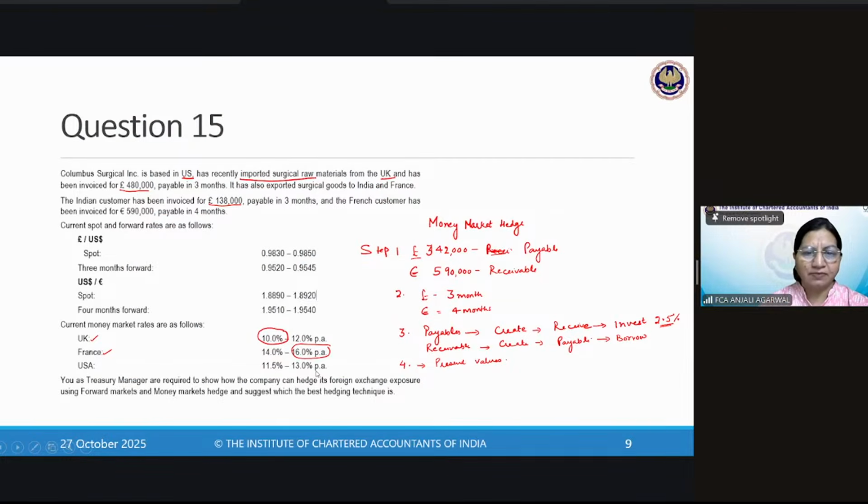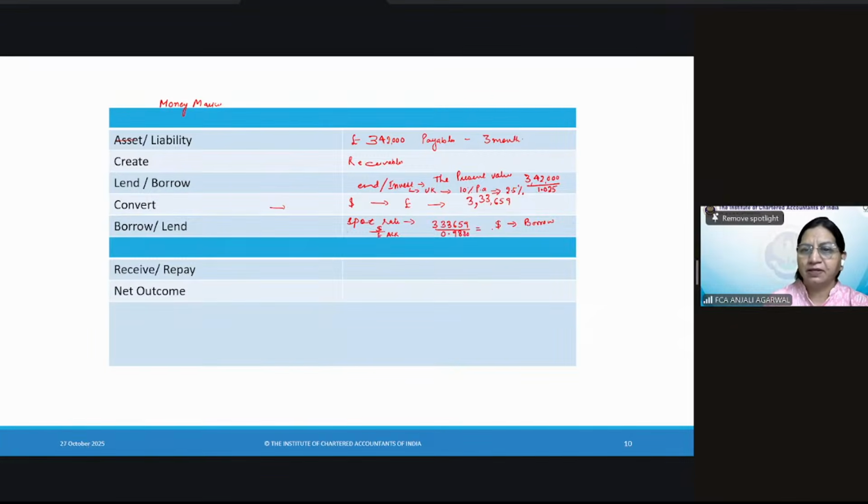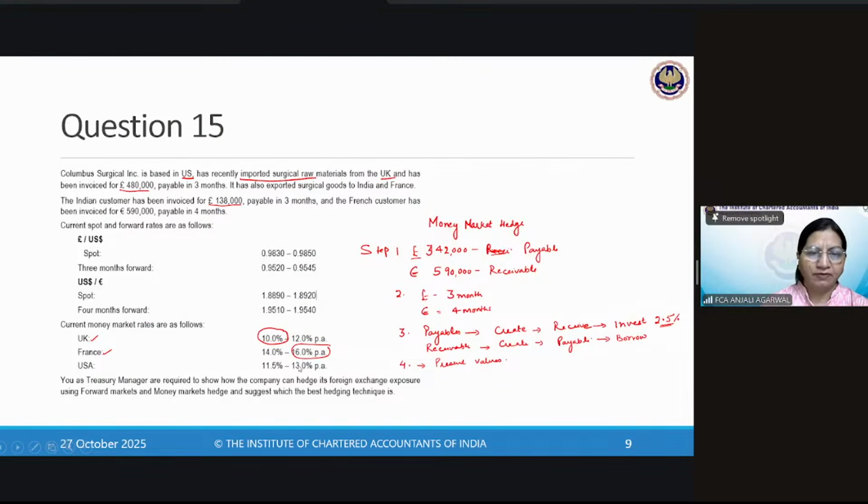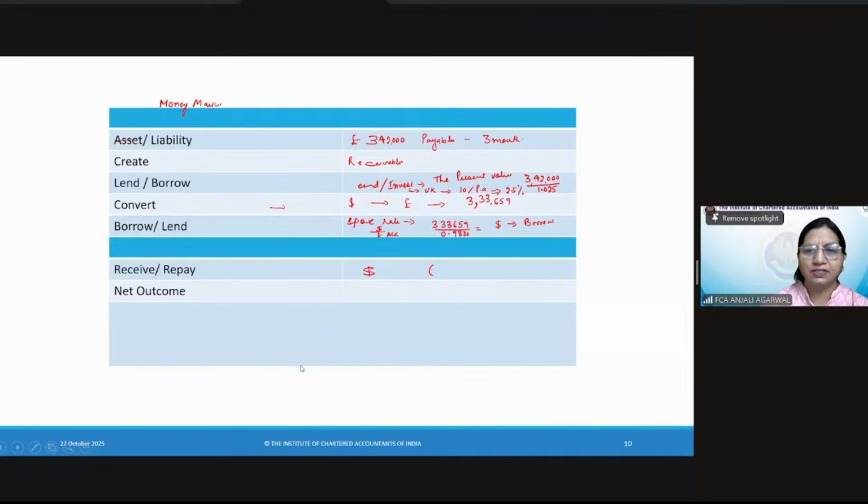US market has a borrowing rate of 13%. So whatever the amount you borrow, you will ultimately end up paying these many dollars together with interest of 13% in the US. 13 divided by 4, that means you will end up paying 3.25% interest. So 1.0325.